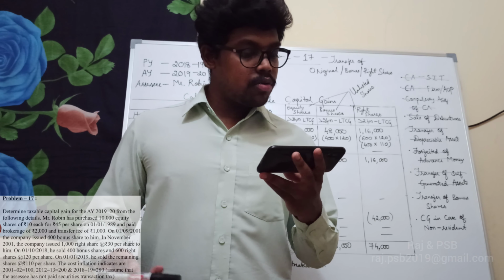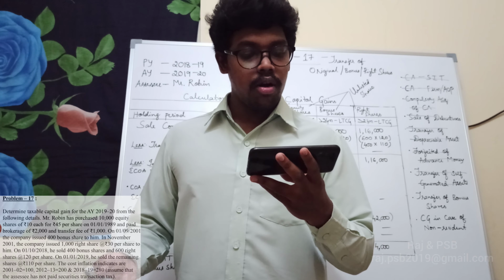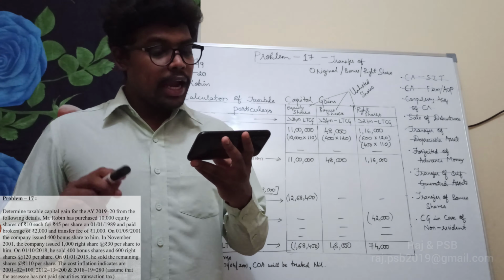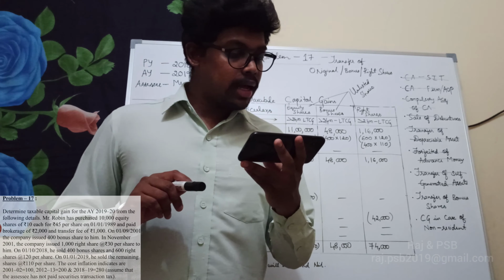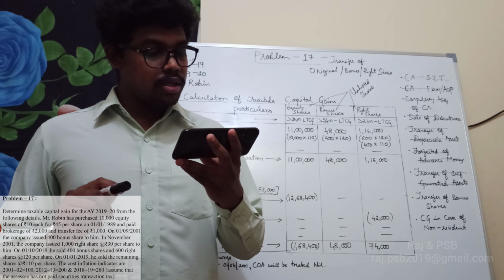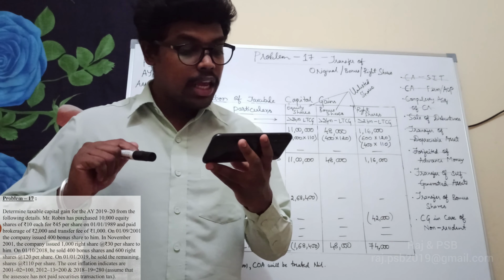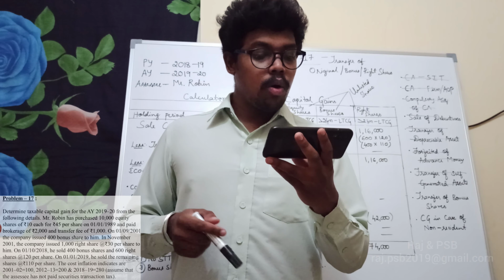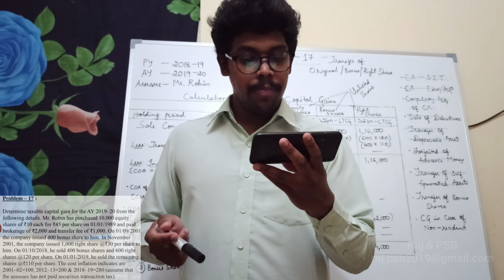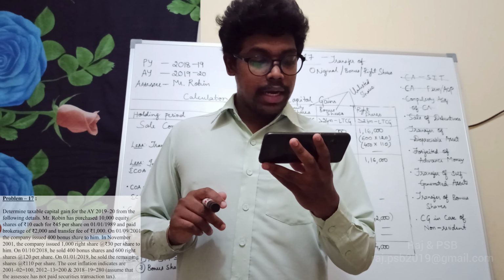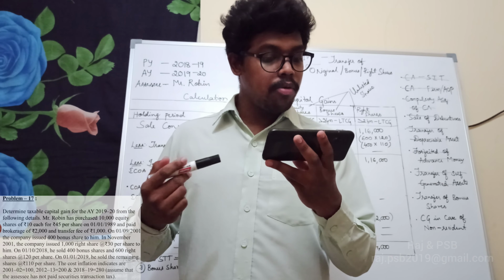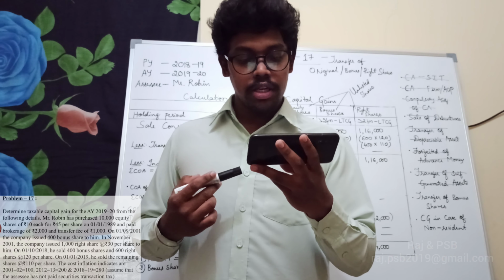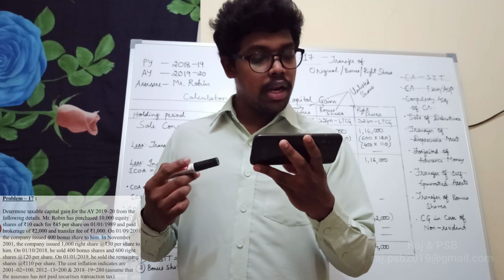Mr. Robin has purchased 10,000 equity shares of rupees 10 each for rupees 45 per share on 1/1/1989 and paid brokerage of rupees 2,000 and transfer fees of rupees 1,000 on 1/9/2001. The company issued 4,000 bonus shares to him. In November 2001, the company issued 1,000 right shares at rupees 30 per share to him. On 1/10/2018, he sold 400 bonus shares and 600 right shares at 120 per share. On 1/1/2019, he sold the remaining shares at 110 per share.